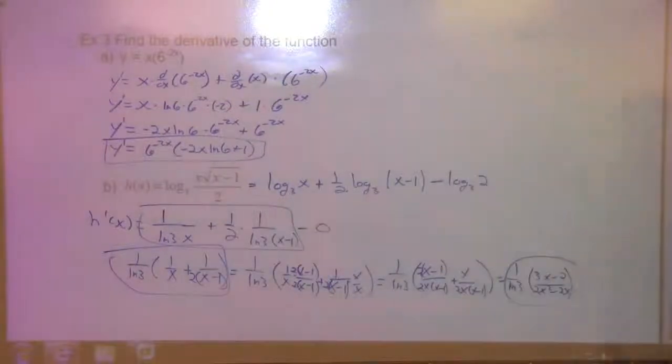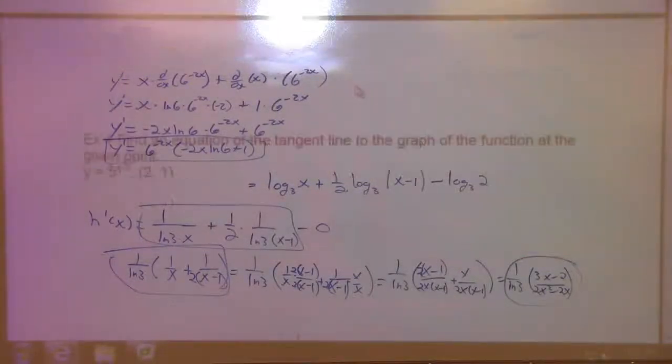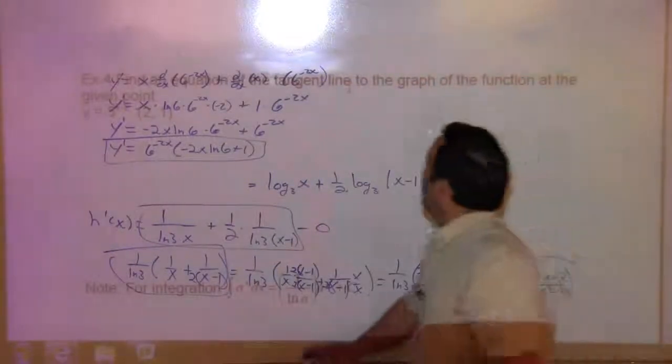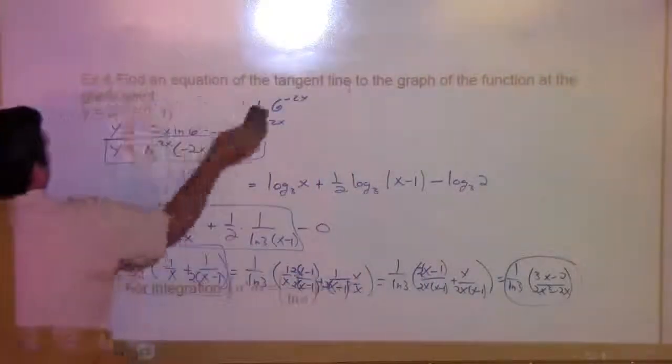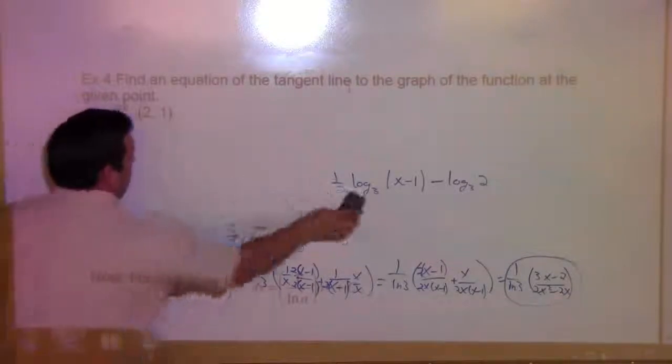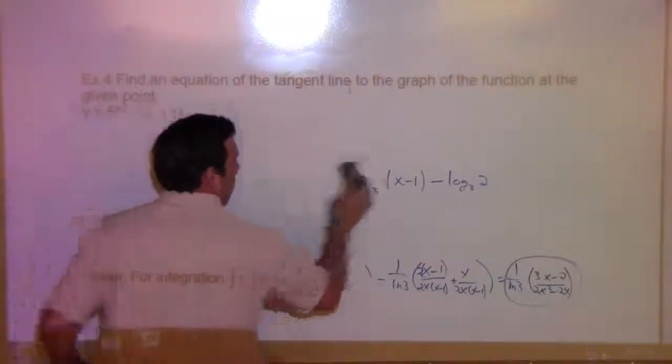Move out of the way. Feel free to pause if you need a pause. We're going to go on to example 4. It says, find the equation of the tangent line, you can't read it yet, can you? To the graph of the function at the given points. So y equals 5 to the x minus 2, and the point is 2, 1.